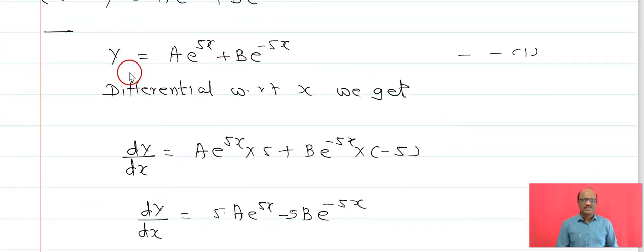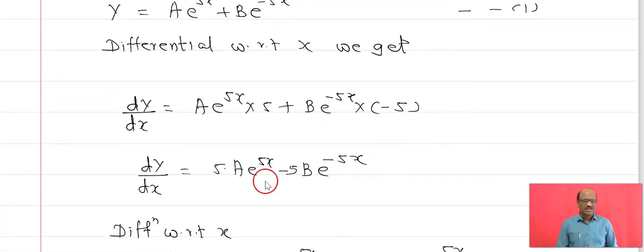Then you will get dy by dx equals a, which is a constant. What is the derivative of e raised to x? The derivative of e raised to x is e raised to x, into the derivative of 5x, that is 5, plus b. The derivative of e raised to minus 5x is e raised to minus 5x into d by dx of minus 5x, which is minus 5. Therefore, you will get dy by dx equals 5a into e raised to 5x minus 5b e raised to minus 5x.